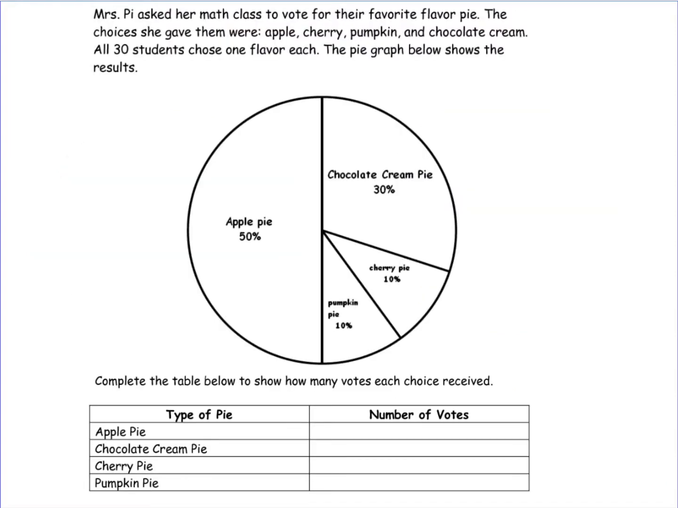Let's do a quick example just to finish this section off. Mrs. Pie has asked her maths class to vote for their favourite flavour of pie. You can tell it's an American question because of the way they spelt flavour and the flavours of some of these pies. The choices she gave them were apple, cherry, pumpkin and chocolate cream. Now, there are 30 students who chose for each flavour, so the whole pie is worth 30 students.